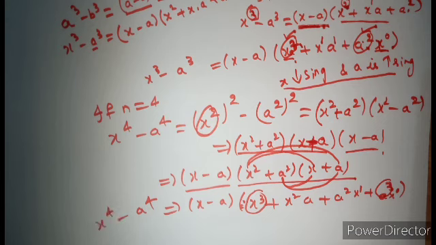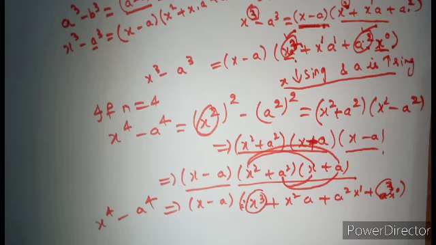If I take n equal to 3, x is decreasing and a is increasing. What power we have in the first variable, the same power we will have in the last number a.